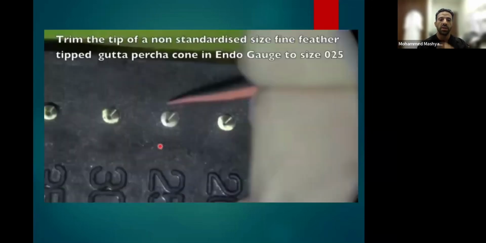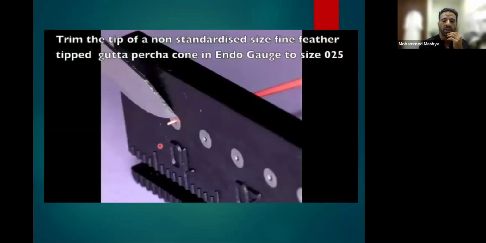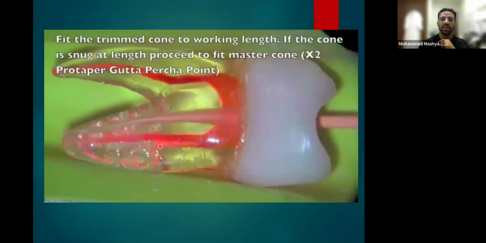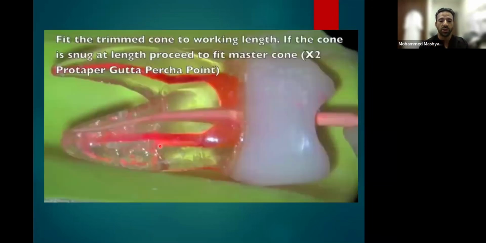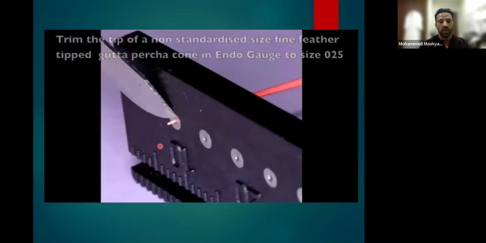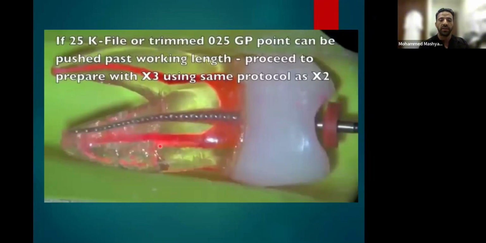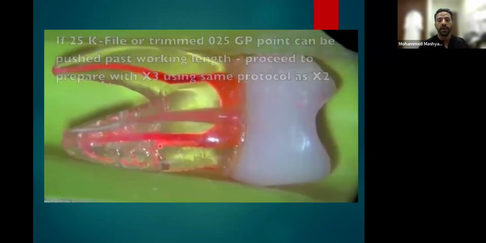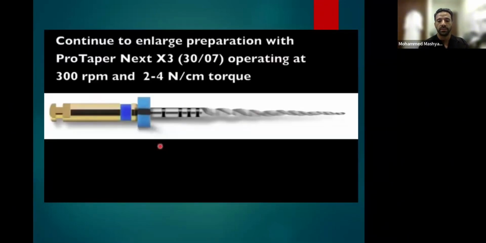Okay. So here he's also completing the process. This is a different kind of gutta percha, a non-standardized gutta percha, where you cut the tip to the size you want. After that, he will fill this tooth with a different system. Okay. So this is a brief on how to do cleaning and shaping using this system.